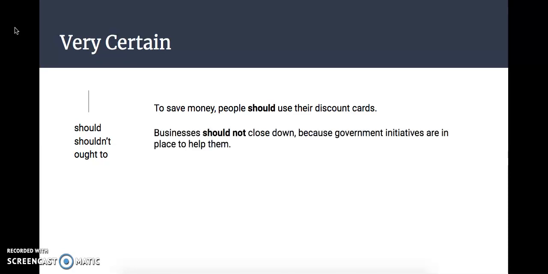Another one. Businesses should not close down because government initiatives are in place to help them. So we're saying that it's very likely that they wouldn't close down in this sentence because the government initiatives are there in place to help them. So should not is being used here to stress that it's very unlikely for businesses to close down.